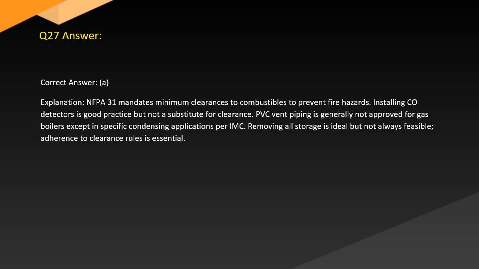Answer. Correct answer: A. Explanation. NFPA 31 mandates minimum clearances to combustibles to prevent fire hazards. Installing carbon monoxide detectors is good practice but not a substitute for clearance. PVC vent piping is generally not approved for gas boilers except in specific condensing applications. Removing all storage is ideal but not always feasible. Adherence to clearance rules is essential.